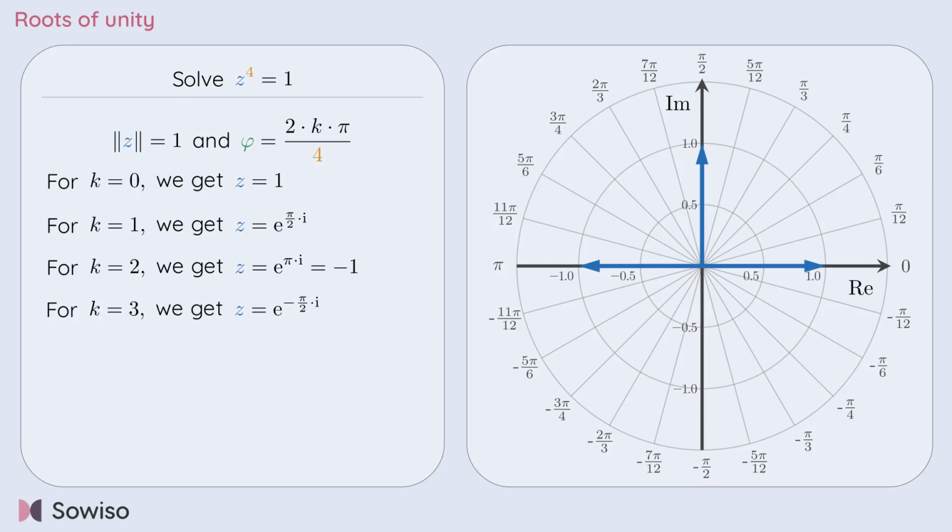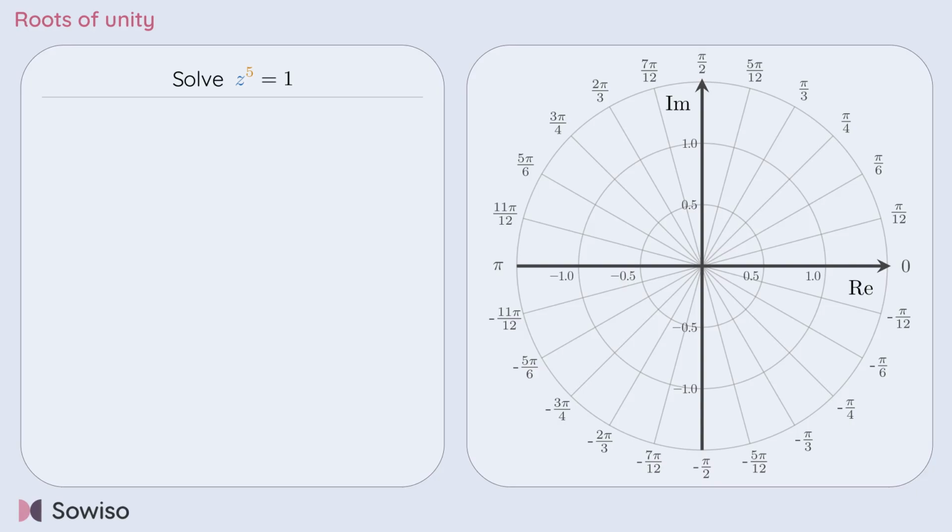Since this value is greater than pi, we have to subtract 2 pi to get the argument in the proper range. This result can also be obtained by using k equals minus 1. These are the 4 solutions to the problem. Notice that the complex roots are complex conjugates of each other.